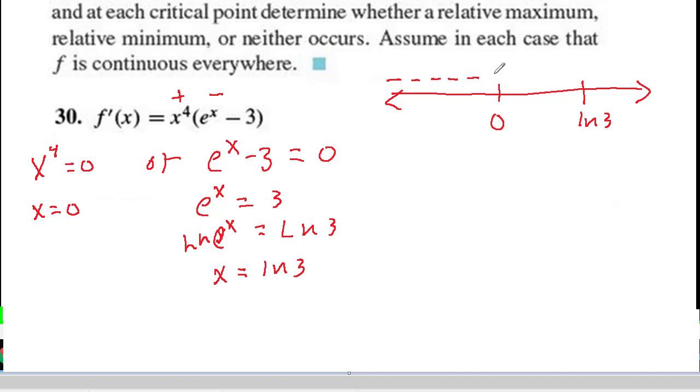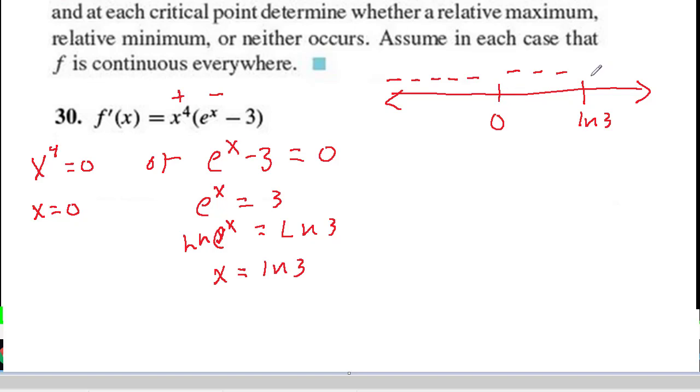It's very common for students to think that once I get one of them, I can just start switching the signs for my sign chart. And that's not true. Once you choose something a little bit bigger than 0, like 1, you're still going to get a positive from this one. And when you take e and raise it to the first power, that's 2.7 something, and you subtract 3, you're still going to get a negative from that one. And so then you're still going to get a negative. It doesn't switch. So at 0, you do not have a relative maximum or a relative minimum.